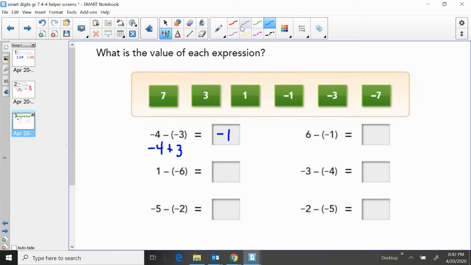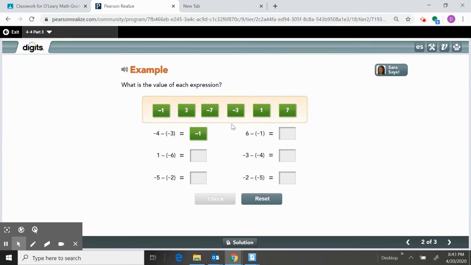Okay, so I go down here, I'll change the color. 1 minus negative 6 is the same as 1 plus 6. That negative comes together, becomes a plus. Well, you knew that in first grade. 1 plus 6, that's a 7. All right, cool beans.